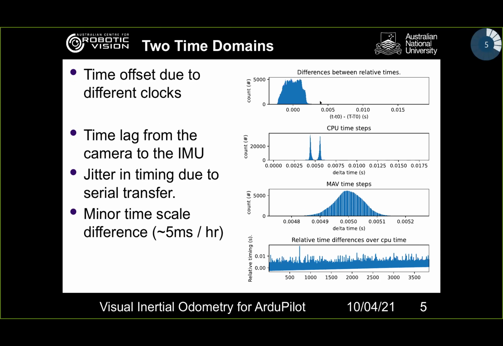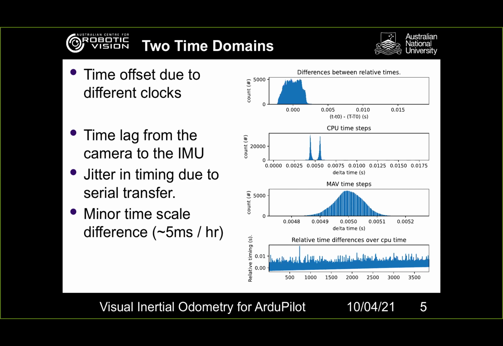Okay, but for now, I wanted to mention the time domain differences. So the first thing we know is that, of course, both times are measured on a different computer, right? The MAV will give me a time stamp, which is some microseconds since boot. And then I have to translate that into a time on the Raspberry Pi.